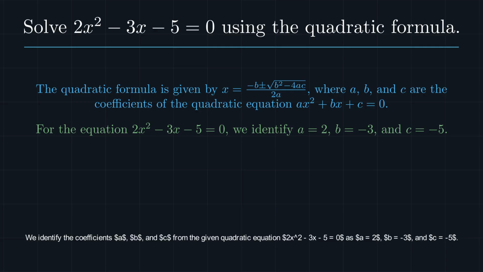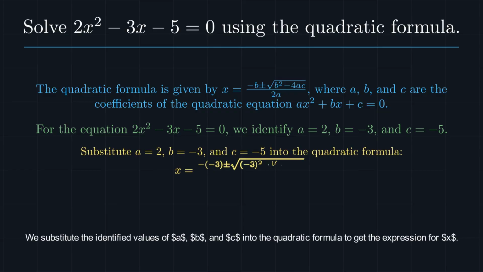We identify the coefficients a, b, and c from the given quadratic equation 2x squared minus 3x minus 5 equals 0 as a equals 2, b equals minus 3, and c equals minus 5. We substitute the identified values of a, b, and c into the quadratic formula to get the expression for x.